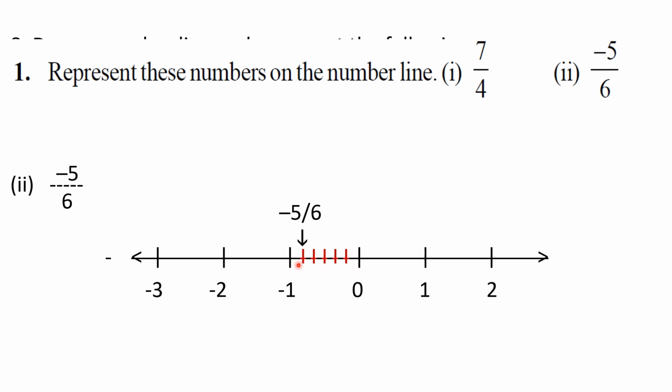Now from 0 to minus 1, this section, you divide into equal parts equal to the denominator. So the denominator is 6. So I divide from 0 to minus 1 into 6 equal parts: 1, 2, 3, 4, 5 and 6. And the numerator is 5. So I count from 0 towards the left because the number is negative. I count from 0 to the left up to how much? Up to 5, up to the number equal to the numerator. So 1, 2, 3, 4, 5. And this number is represented by this downward arrow: minus 5 by 6.